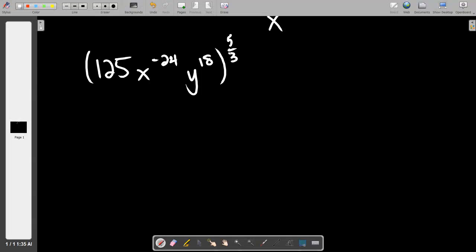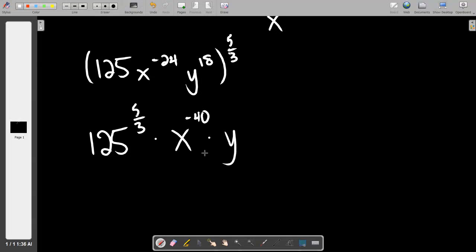So I'm going to begin by taking the 125 and giving it the power of 5/3. And then I'm going to take the x. And again, in my perfect world, this next thing happens, boom, boom, boom. Like we don't even hesitate. What's the power of x going to be? Yes, -40. And what's the power of y going to be? +30.